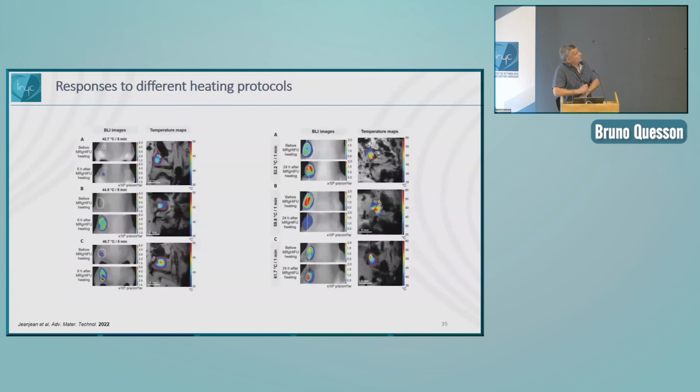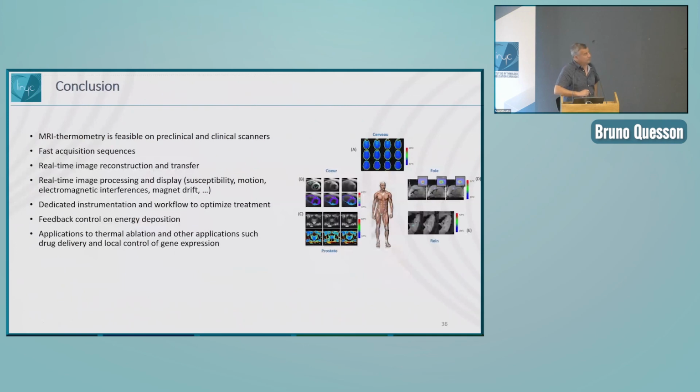And if you do that, you can, on these small animals, analyze the influence of different heating patterns, different heating conditions on the cell survival, for example, in tumors. I'm not going to describe this in many details because we're running out of time.